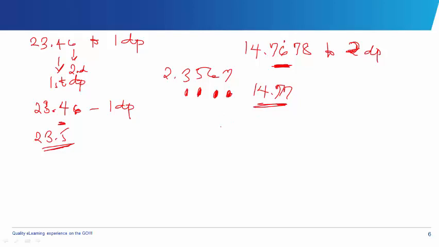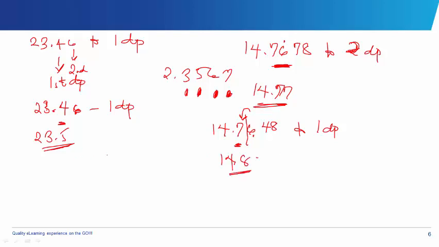Let's take another example to further clarify the point. 14.7648 to 1 decimal place. To 1 decimal place, that means we just need 1 decimal place. So since we need 1, which is this, we'll round using the next number after it. Since this is greater than 5, it rounds up to 1, which will add to this number. I will now have 14.8 as our answer.